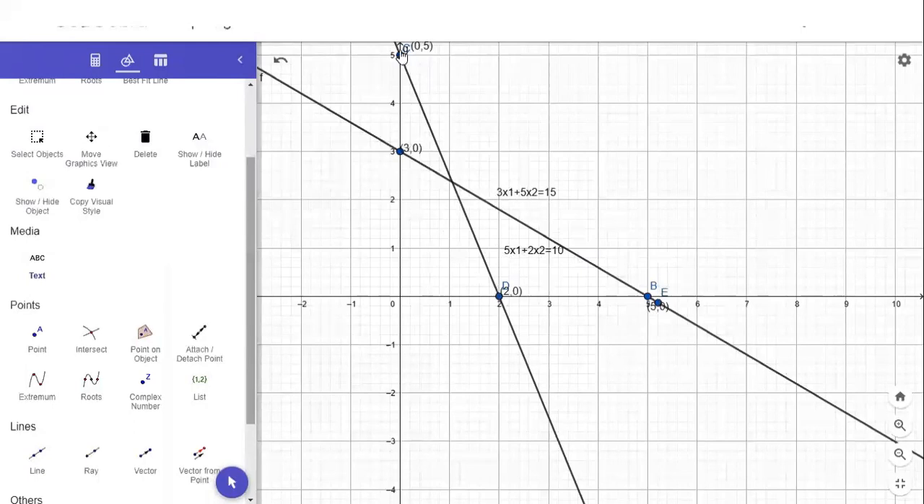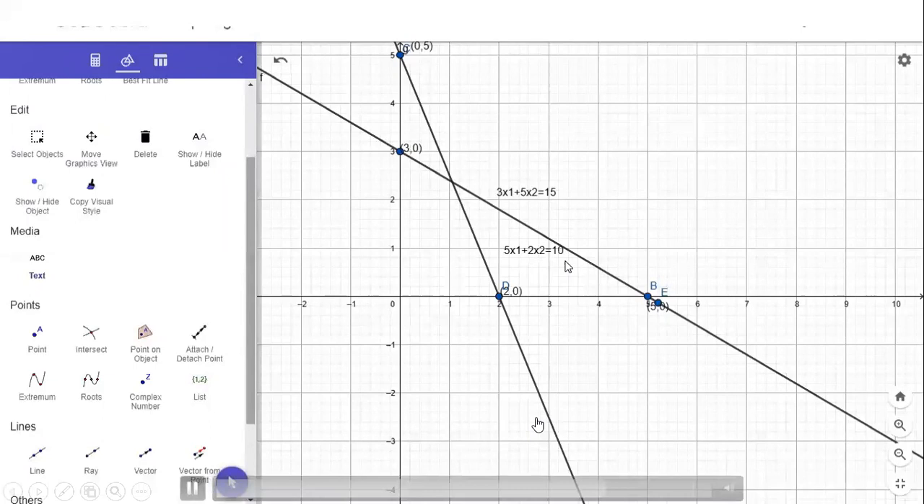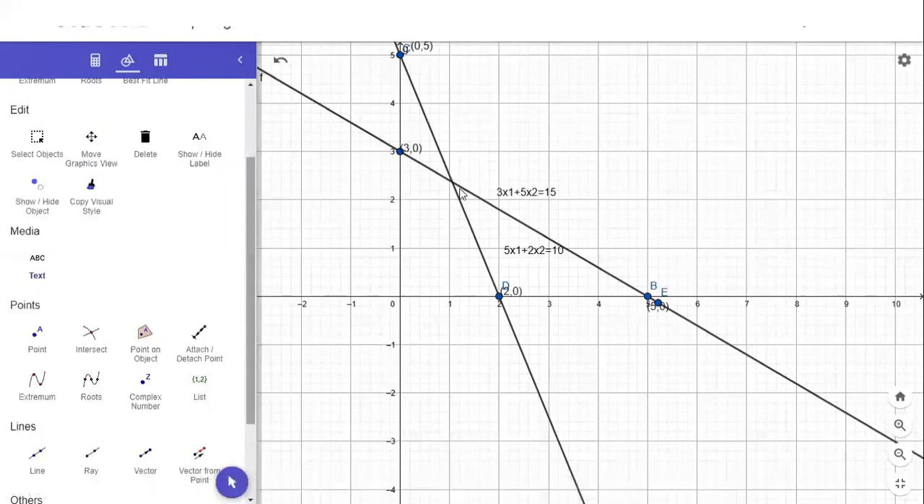Again, if I take this inclined line, that is 5x1 + 2x2 = 10, and take any point below that line, I'll take 0, 0. Is 0 greater than or equal to 10? It doesn't satisfy the inequality. So the arrow mark will be above this line, or away from the origin.